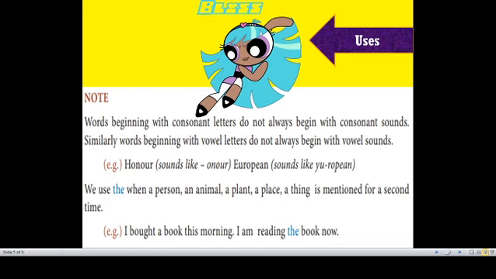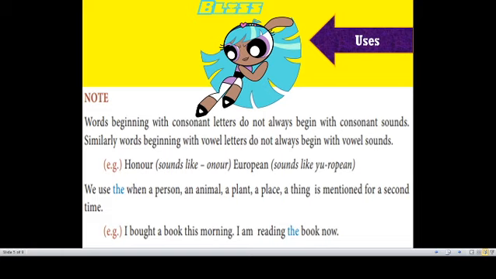Words beginning with the consonant letters do not always begin with the consonant sound. So consonant letterல தொடங்குற words எல்லாம் எப்பயுமே consonant soundல தொடங்குறதில்ல. அதே மாதிரி similarly words beginning with the vowel letters do not always begin with the vowel sound. Vowel letterல தொடங்குறது vowel soundா இருக்கிறது இல்ல. Consonant lettersல தொடங்குற words consonant sound produce பண்றது இல்ல.